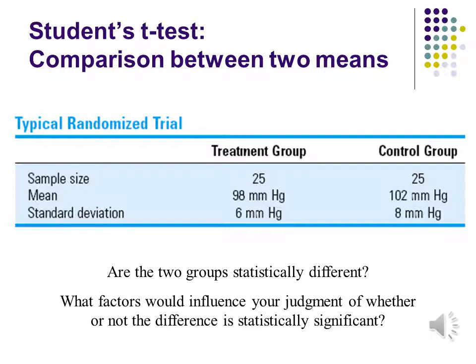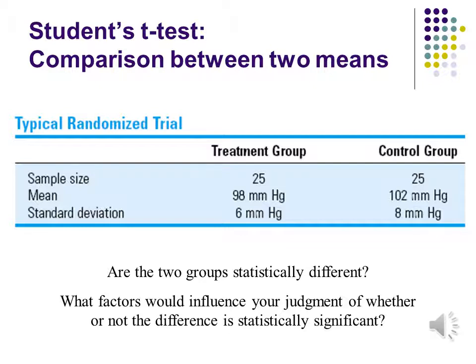But if we're going to look at the difference between two means, like in this case we have two samples, treatment group, control group, sample sizes of 25 with means of 98 and 102 and standard deviations of 6 and 8. So we wonder if these two groups are statistically significantly different.